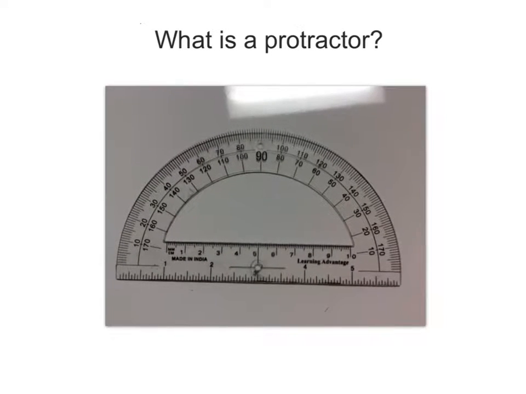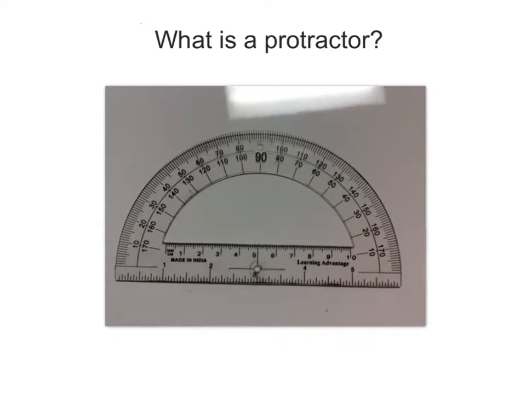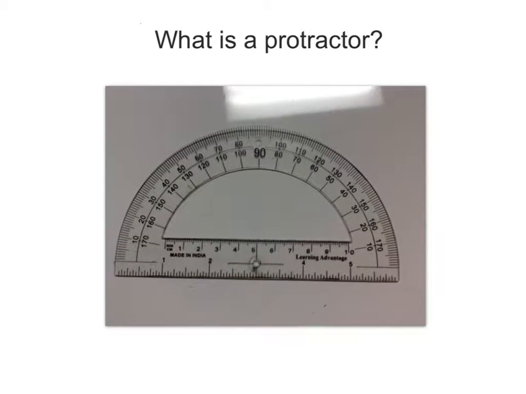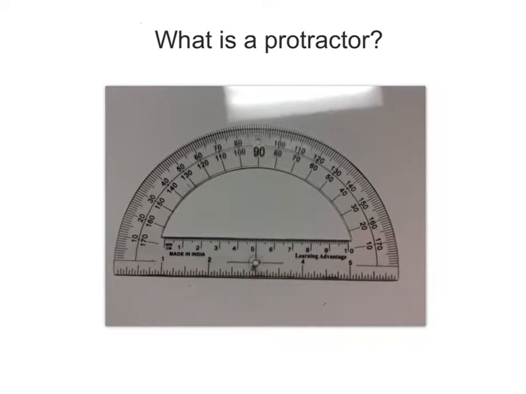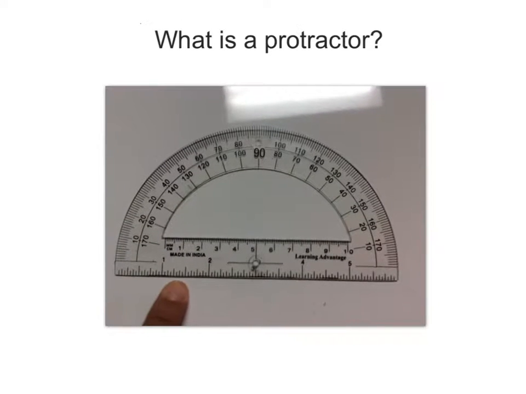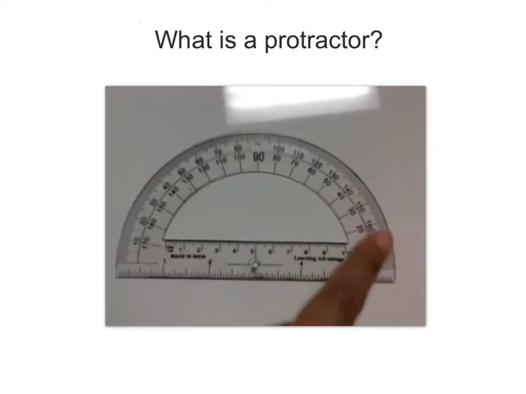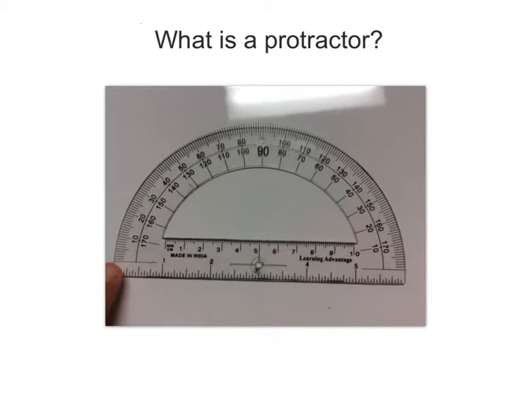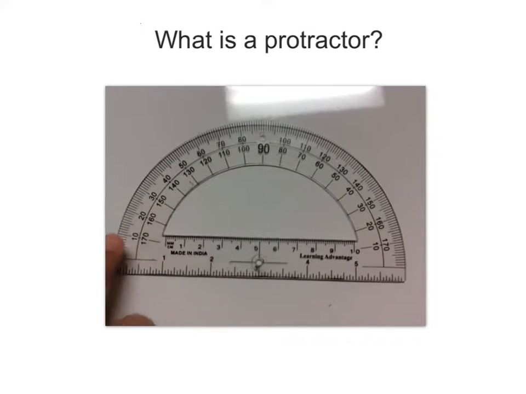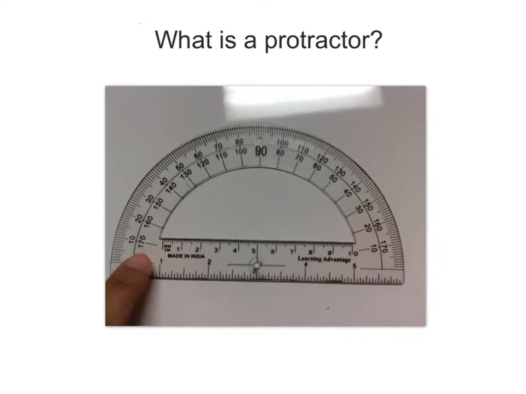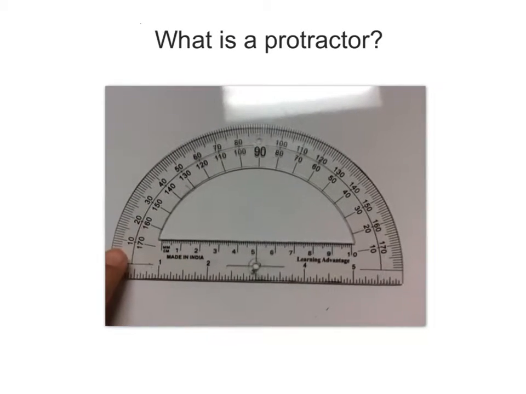This video is going to show you what a protractor is. A protractor is a tool that we use to measure the degrees of an angle. You'll notice that this side of the protractor is a straight edge, and then along the top is a curved edge. Also along the top, you'll notice a line with two sets of numbers, a set of numbers going along the top of the line and a set of numbers going along the bottom.